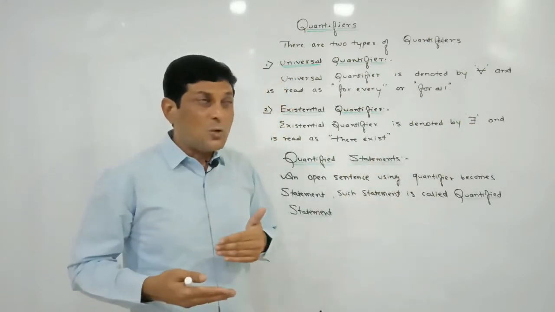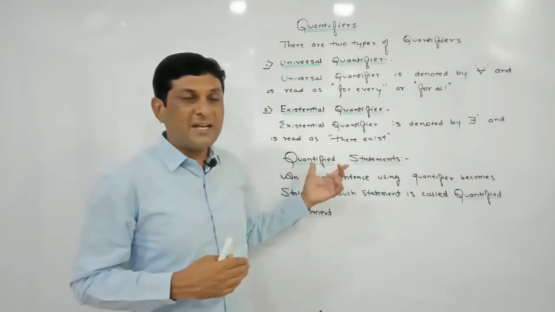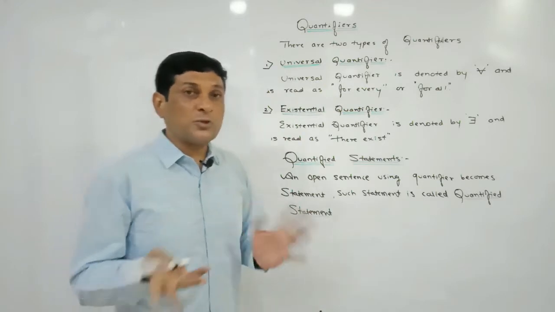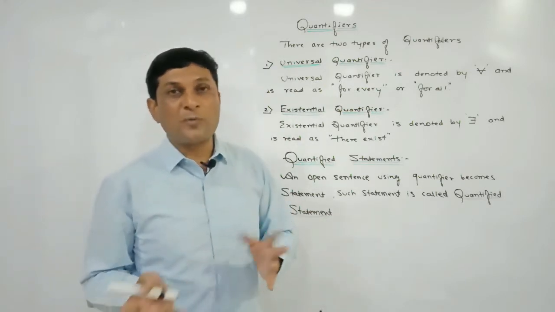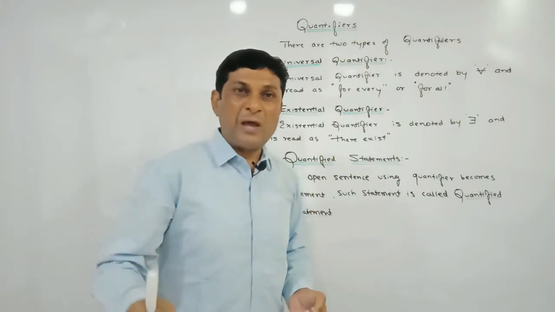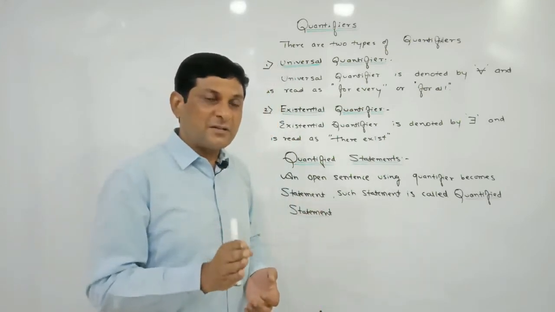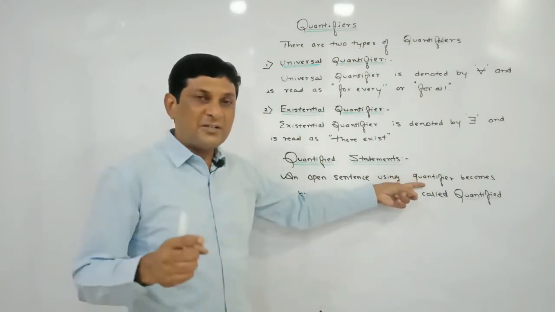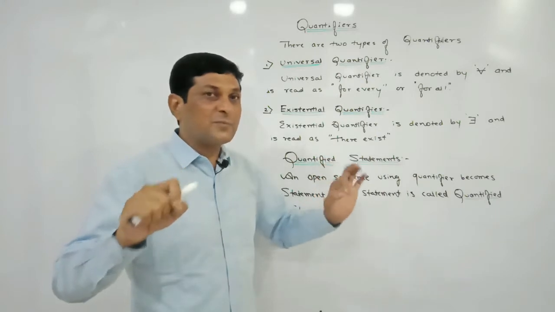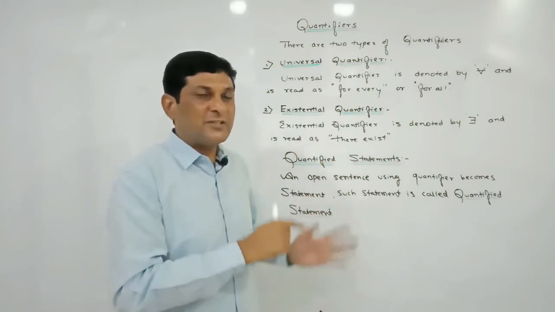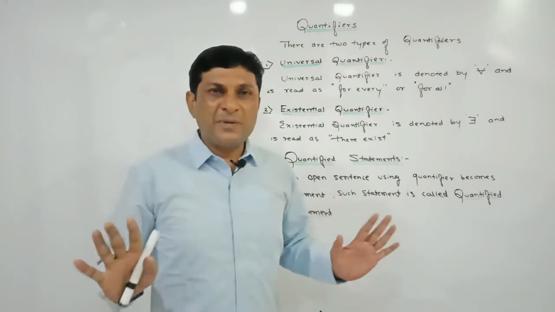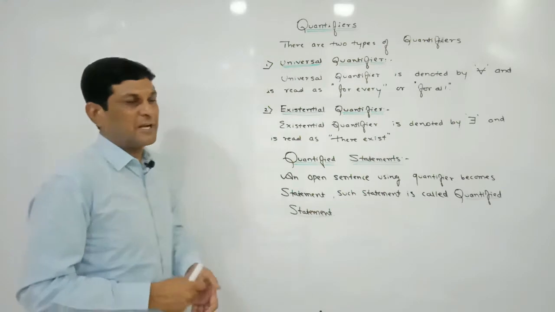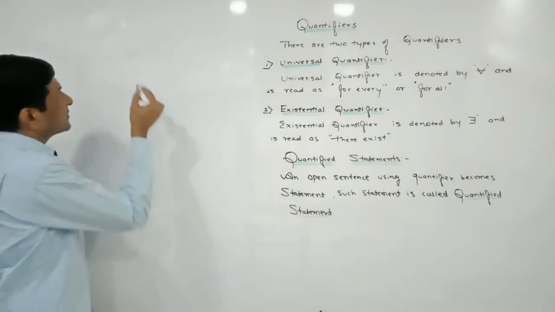There exists. Now the second part of this topic is the quantified statement. An open sentence means both possibilities are there: it may be true or it may be false, meaning the truth value varies. In such a sentence, if we use a quantifier and the open sentence becomes a statement, then that statement is called a quantified statement. Or simply, if a quantifier appears in a statement, it is called a quantified statement.